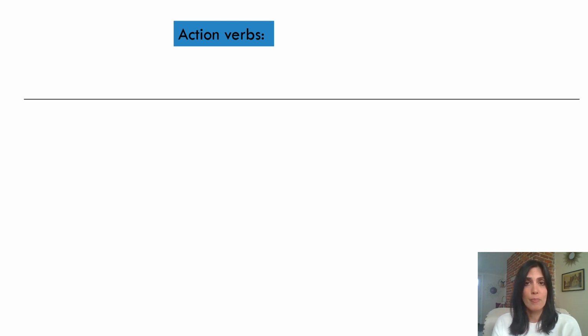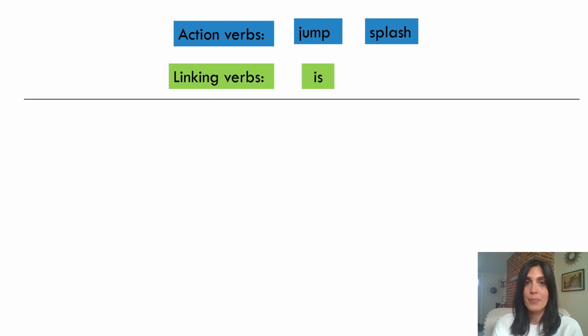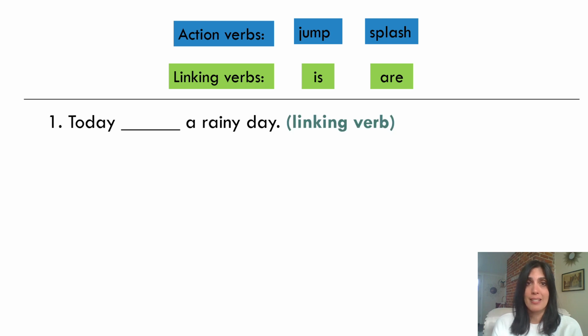Remember, action verbs show an action, and here are our action verbs for today's activity: jump and splash. And our linking verbs are is and are. Let's listen to the first sentence. It reads, today blank a rainy day. This sentence is missing a linking verb. Which one of the linking verbs is it missing? Go ahead and think. Is. Today is a rainy day. This sentence was missing the linking verb is.